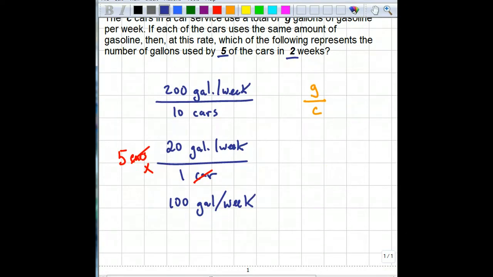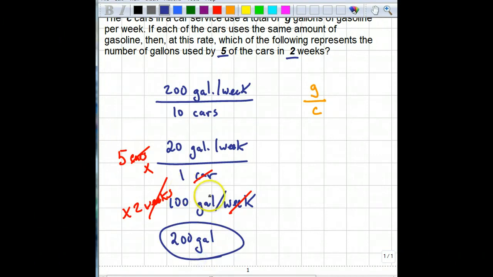And how would we figure out how many gallons were used in 2 weeks? Well, once again, we'd have to multiply. We'd multiply by 2 weeks. That would cancel the unit of weeks, leaving us with a grand total of 200 gallons. Okay, for the total usage.